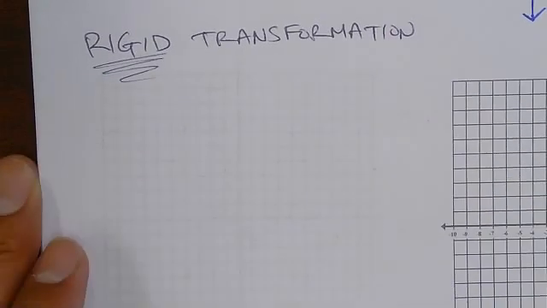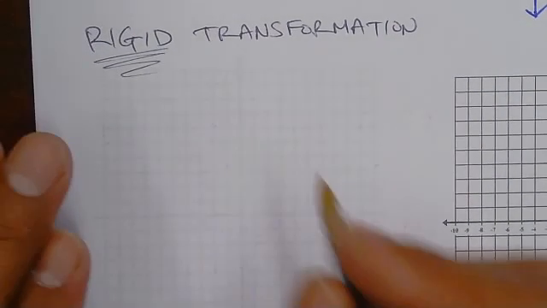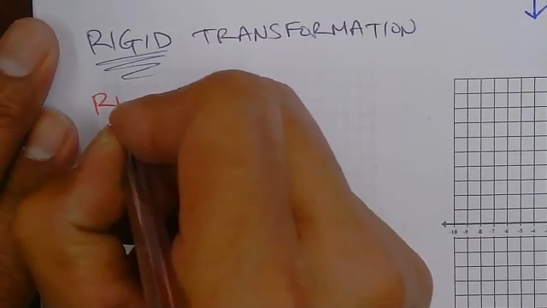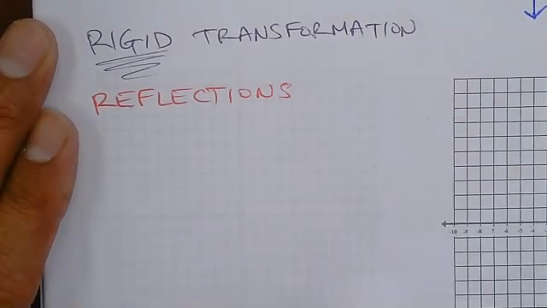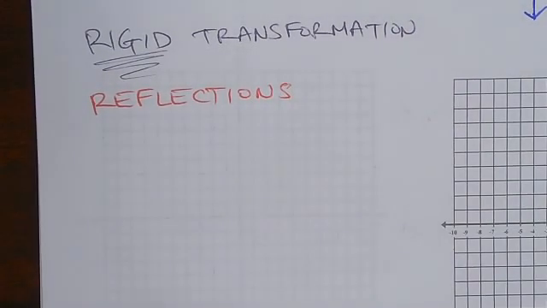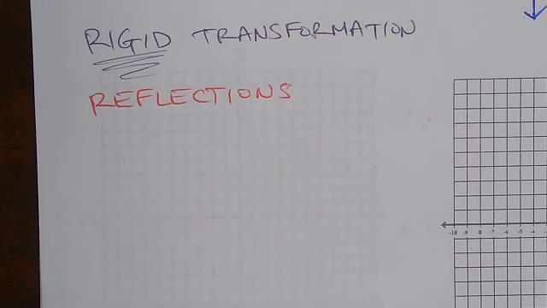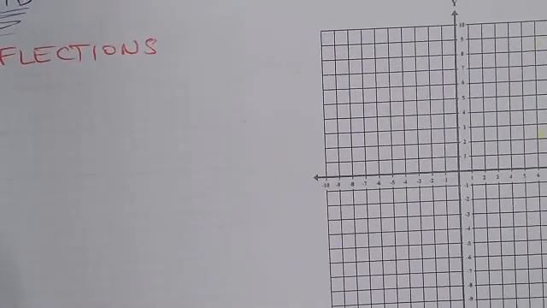Today, it's going to be a little bit different, but I'm sure that you've seen these before. Today, the type of rigid transformations we're looking at are reflections. The shape is going to be the same size. The only tricky thing is it's going to be a reflection of it. Yeah? All right, here it goes.